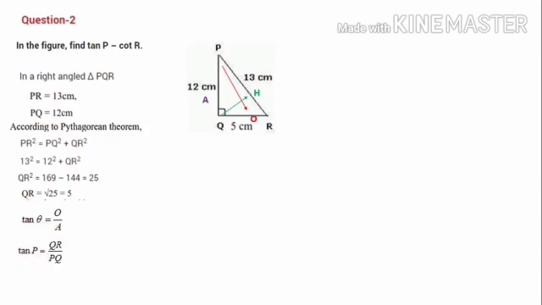Tan P is equal to O. O is QR and A is PQ. We have labeled here A. Substitute the formula values, that is tan P is equal to 5 divided by 12. So QR here it is 5 and PQ here it is 12. So tan P is 5 by 12. Next we have to go for calculating cot R. Here the angle is changed, it is R now. So based on the angle R we have to label the triangle once again. So first of all let's recall the formula for cot theta.